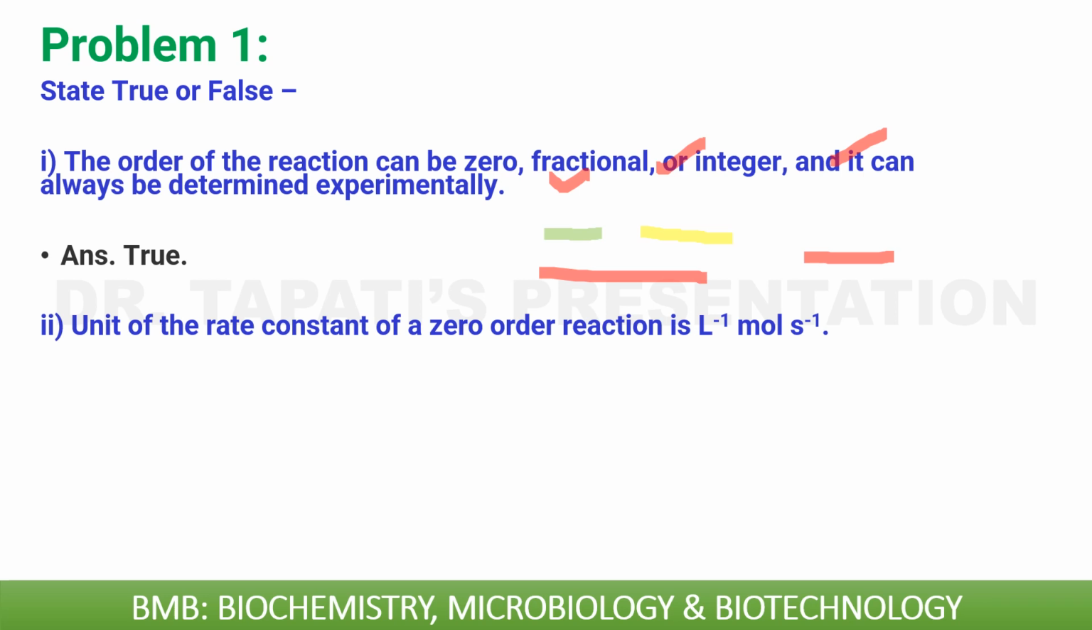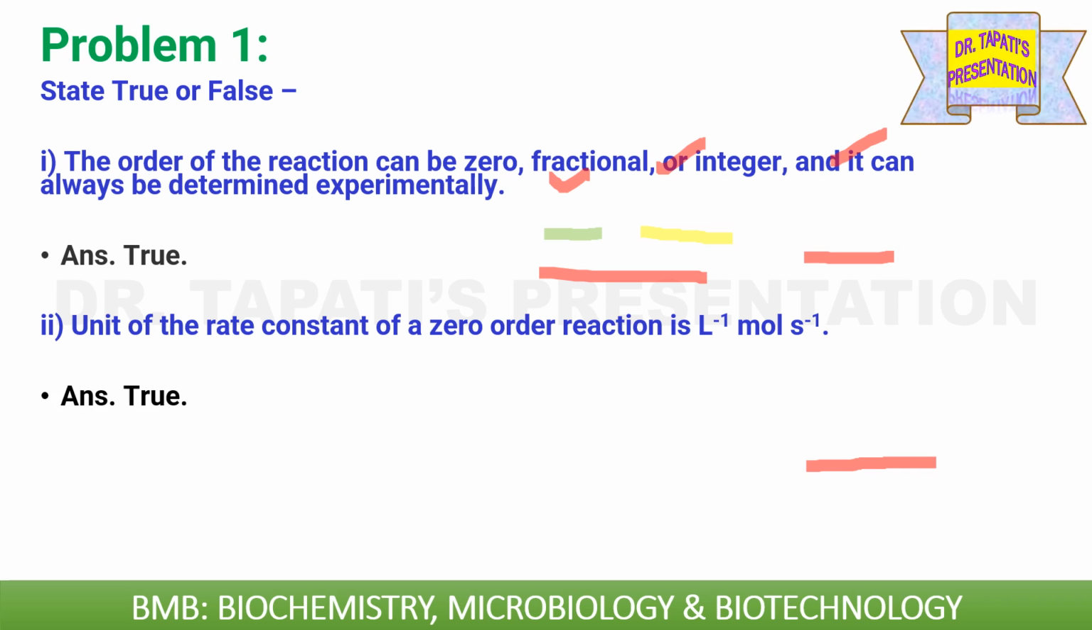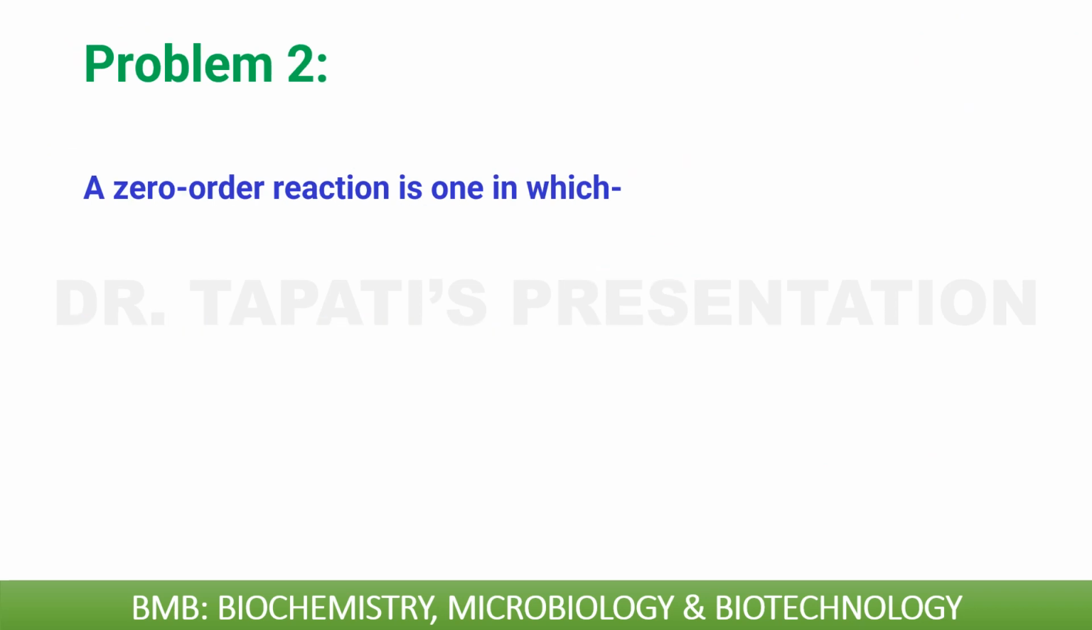Unit of the rate constant of a zero order reaction is per liter per mole per second. Yes, it is also true. I already showed the equation of K is equal to 1 by 2 T half into S0, that is initial substrate concentration. So it is moles per liter per second. Statement is true.